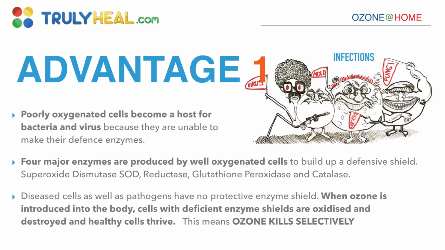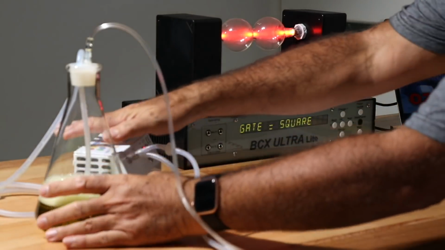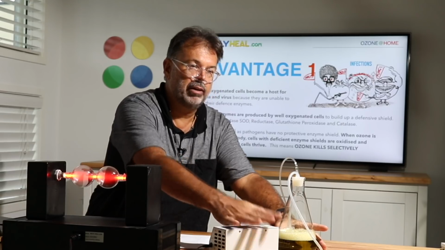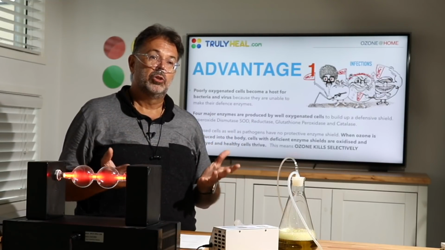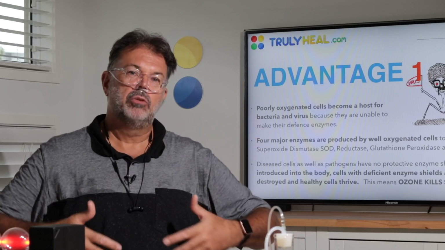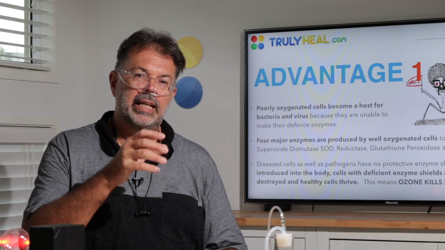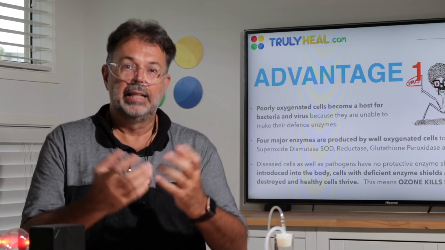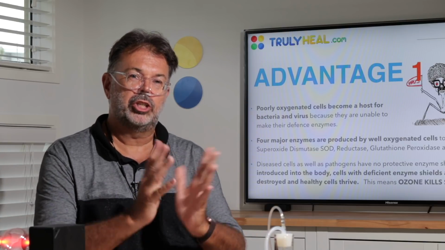Very important. Four major enzymes are produced by well oxygenated cells to build the defensive shield: superoxide dismutase, SOD, reductase, glutathione peroxidase, and catalase. And these are protective shields that your body starts building when you use ozone therapy regularly. So if you do daily rectal insufflation, you breathe ozonides like I do right now, or you drink ozone water on a regular basis, you build up this oxygen level in your system. It's like Dr. Schallenberger always says so nicely, it's like oxygen in a bottle, exercise in a bottle, health in a bottle, or in an insufflation bag. So it's a really powerful treatment to change the milieu.